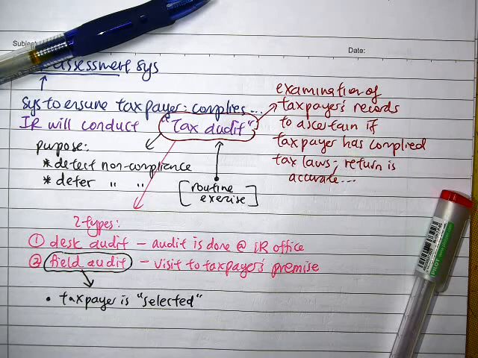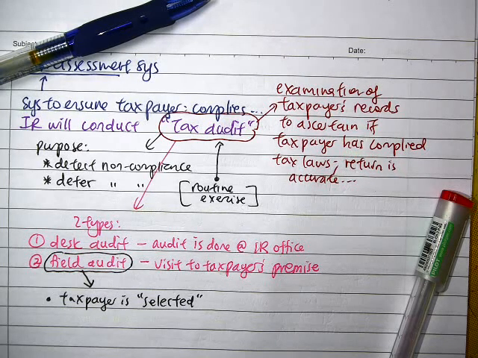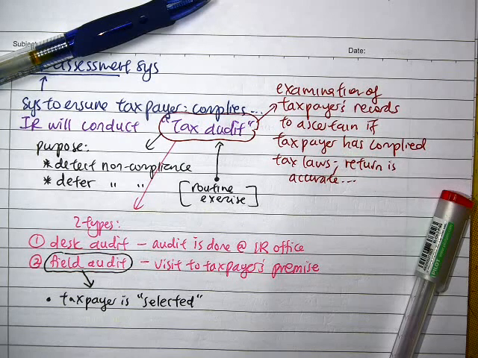Now, there are many ways of how they select you as a target. They may look at, for example, your gross profit margin. If the margin is a bit unusual, not consistent with the industry, okay? It could be risk analysis. It could be because people complain about you. It could also be random. There are many ways, so they select you for audit purposes.